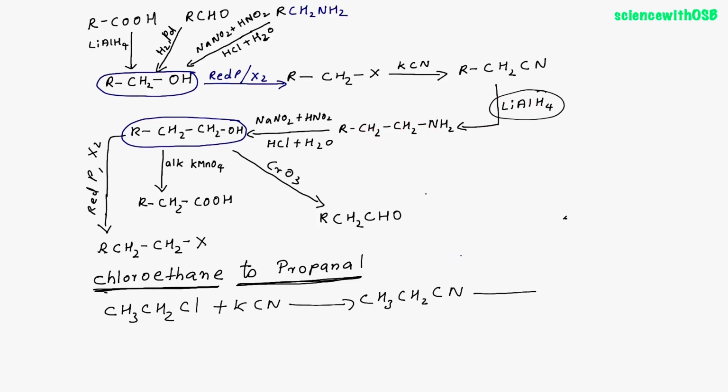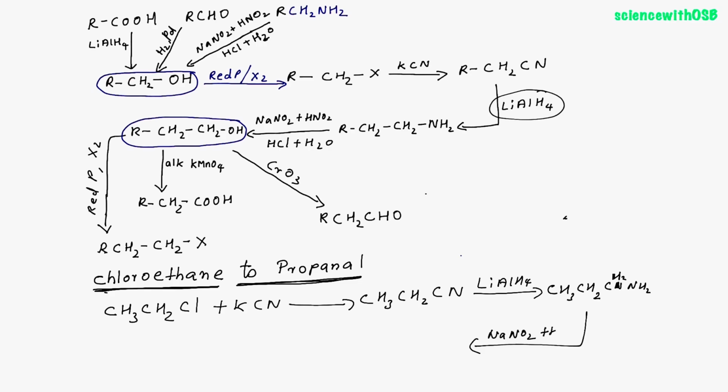Okay. Add LiAlH4. What will you get? CH3CH2CH2NH2. Correct? Now what do you have to do? You have to add all these reagents. You will get alcohol. Okay, we can add that. So what is that?